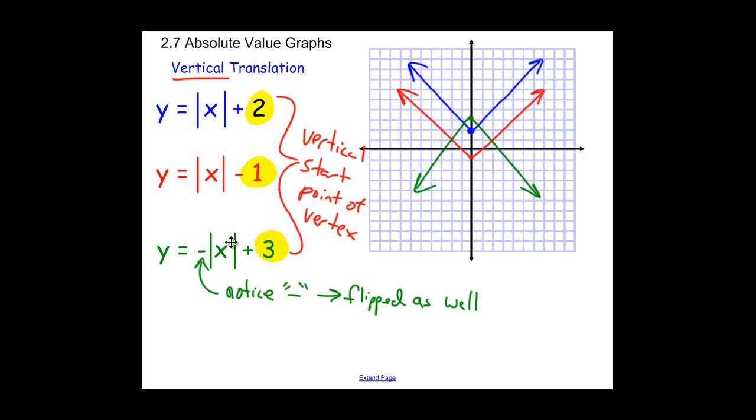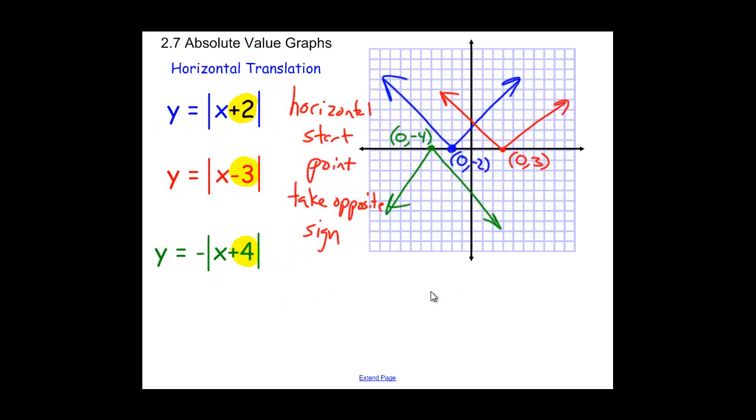Now notice the negative graph here in green. So we have a negative absolute value, which means it's flipped upside down, and then it's moved up 3. So it was flipped upside down, and then we move it up 1, 2, 3 spots. So there's an example of 2 different types of transformations done to the graph.